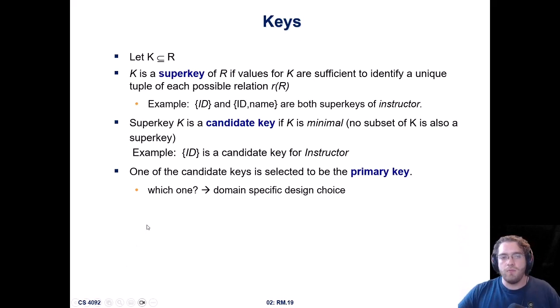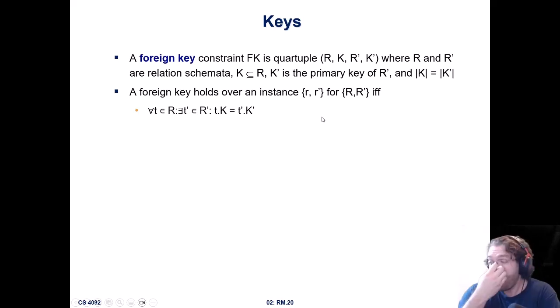Okay. So again, super key comes first when you're designing it. Get it minimal to your candidate key, and then whichever candidate key you like, you pick it for your primary key. Again, this one says which one is a domain-specific design choice. The vocabulary can be a little confusing. It's straightforward enough, though. It's usually going to be an ID, but it might be something different based on your design choice.